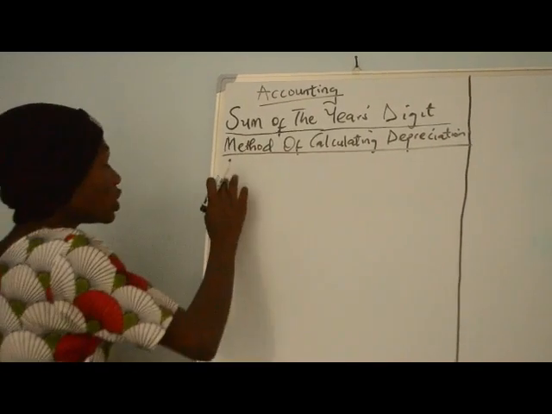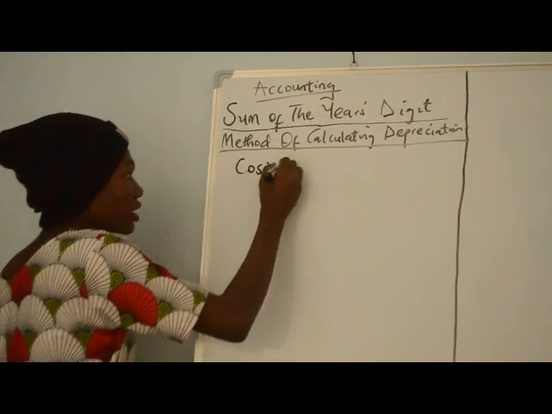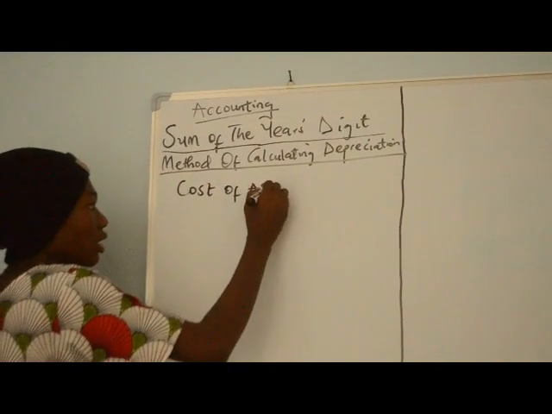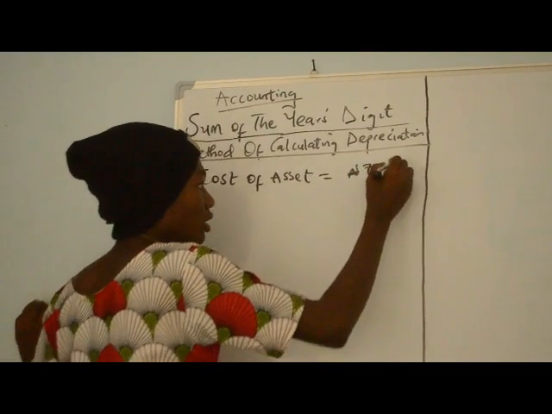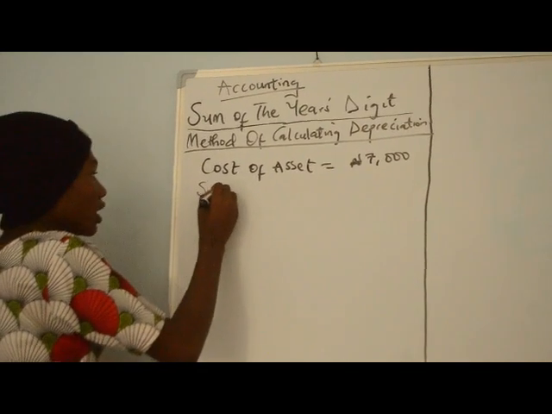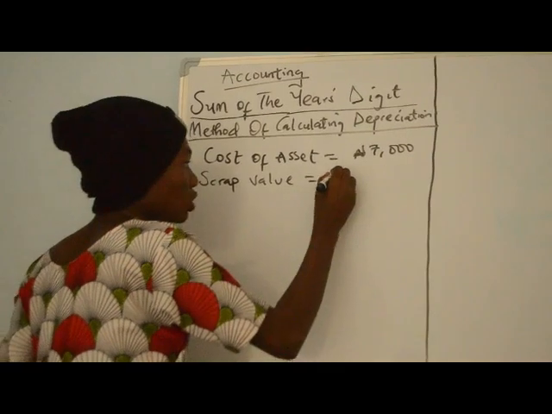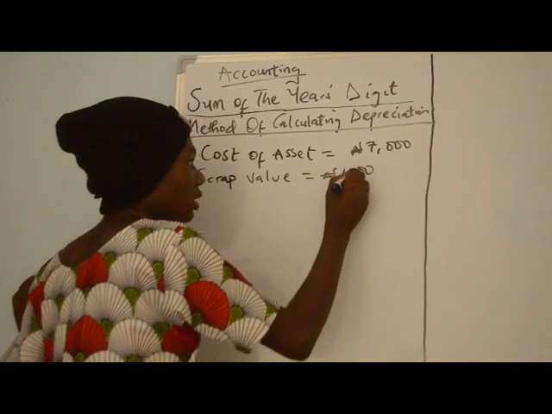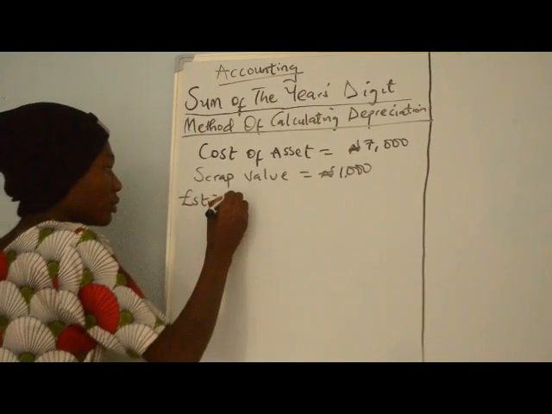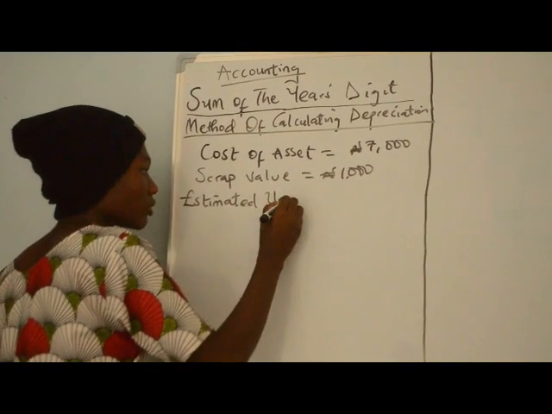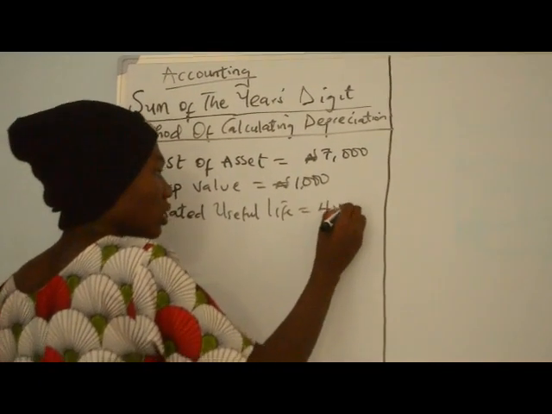Okay, so now in the sum of the years digit method, the first thing is our cost of assets is equal to 7,000 naira. Our scrap value is equal to 1,000 naira, and our estimated useful life is equal to 4 years.